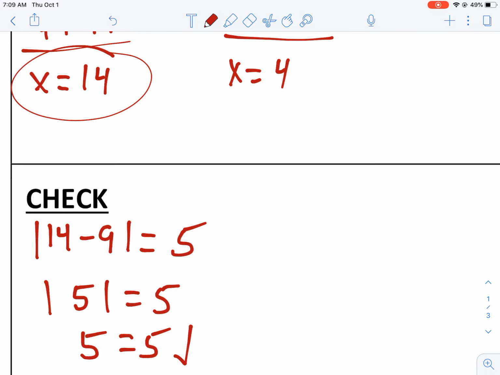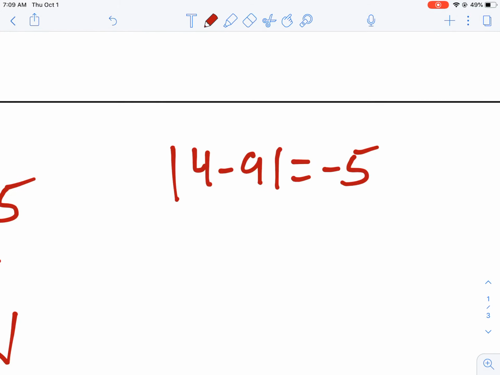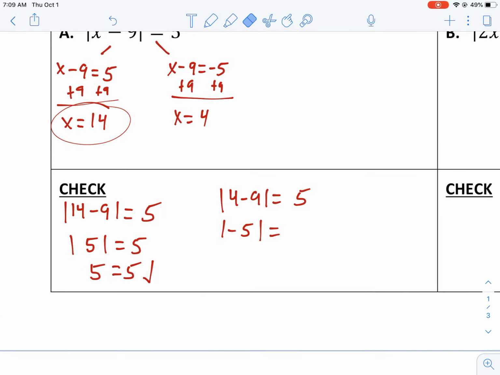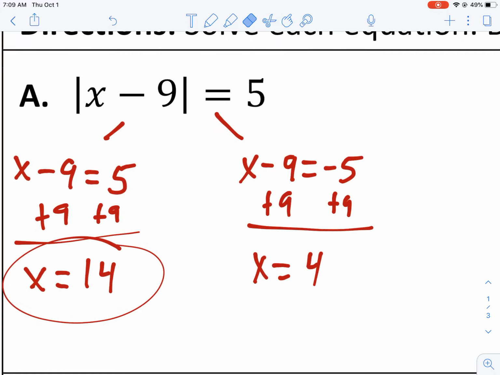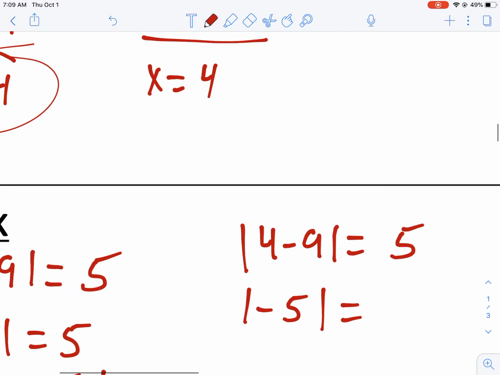Then we got to plug in 4, okay? So we can also do 4 minus 9 equals negative 5. 4 minus 9, that's negative 5, so the absolute, oh wait, sorry, I messed up, guys. That shouldn't equal negative 5. I was kind of looking at this equation right here, but you're plugging into this equation. Okay, so that's my fault.